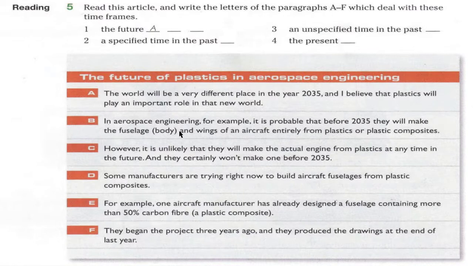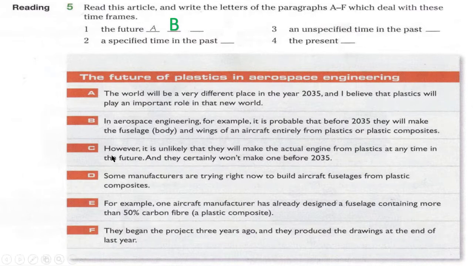Let's read the second paragraph. In aerospace engineering, for example, it is probable that before 2035 they will make the fuselage body and wings of aircraft entirely from plastics or plastic composites. Here we are talking also about the future. So the answer will be, yes, B will be, we are talking about the future.